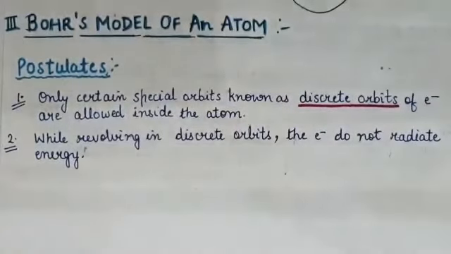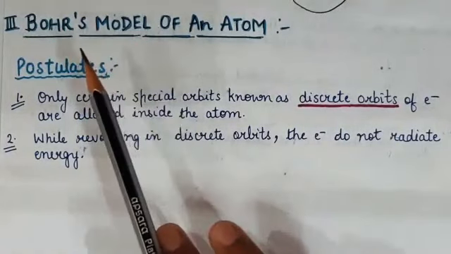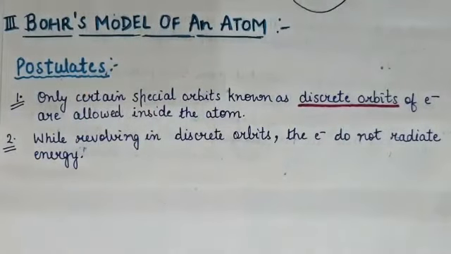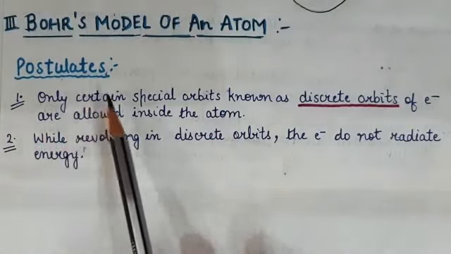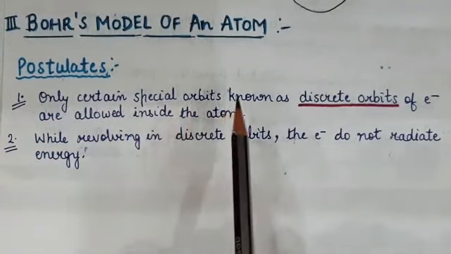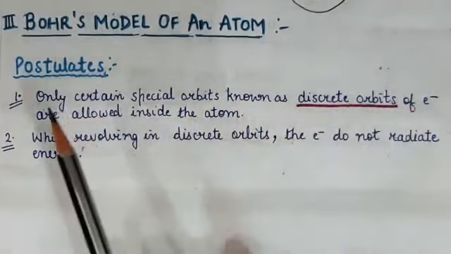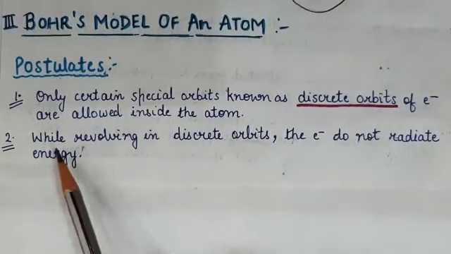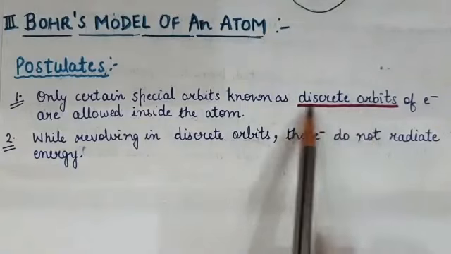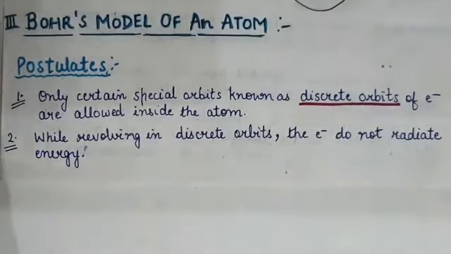After Rutherford, Bohr came, Niels Bohr. He gave his own model, that is Bohr's model of an atom. So what were the postulates of Bohr's model? Number 1: only certain spatial orbits, known as discrete orbits, of the electrons are allowed inside the atom. And while revolving in these discrete orbits, the electrons do not radiate energy.